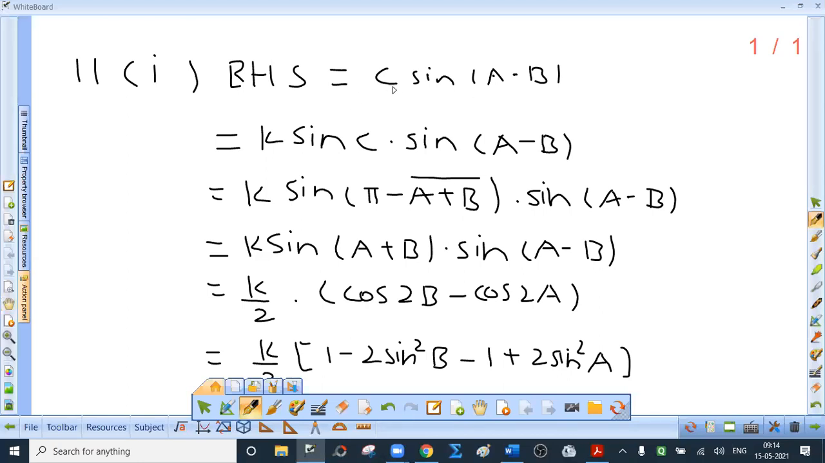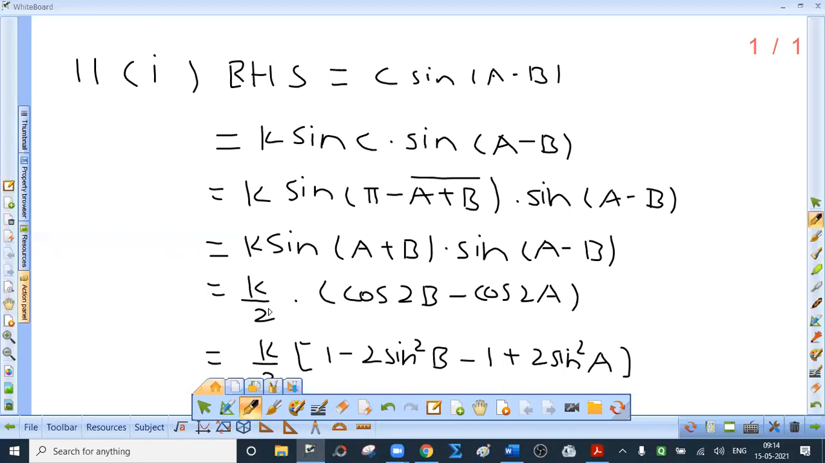Now by sine rule, what is c? k sin C. Okay. Because of course you have to say that by sine rule, a upon sine A equal to b upon sine B equal to c upon sine C equal to k. So c can be replaced by k sin C. Now A plus B plus C is pi. I haven't written those reasons. You have to mention them. So what is C? Pi minus (A plus B). Sine of 180 minus theta is sine theta.